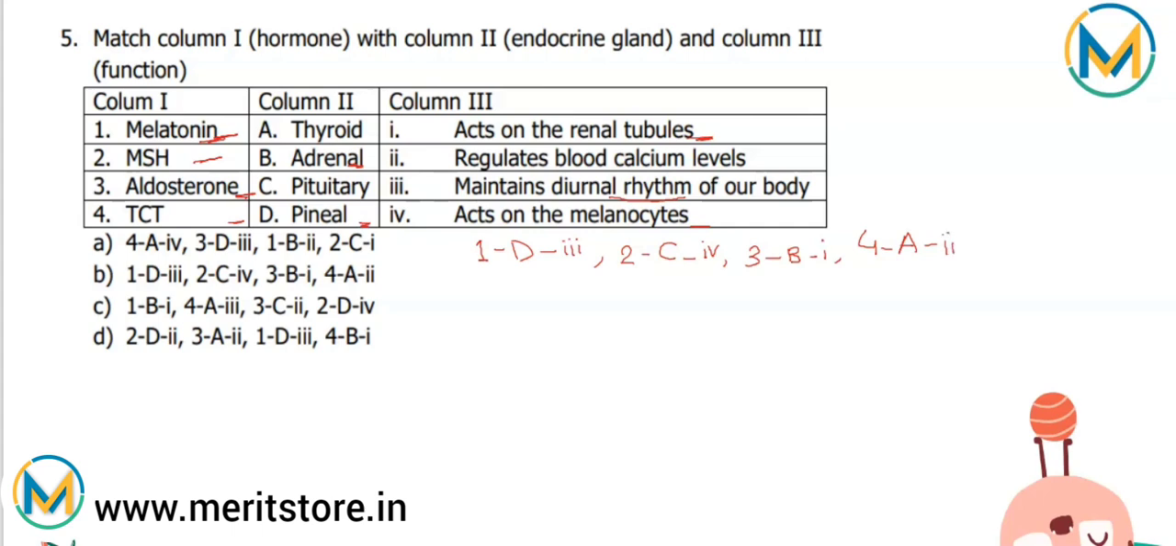So it's point B. Now looking at the option 1, D and 3. So it's there in option B only. 1D3, 2C4, 3B1 and 4A2. So it's the correct pair and the correct answer is option B.